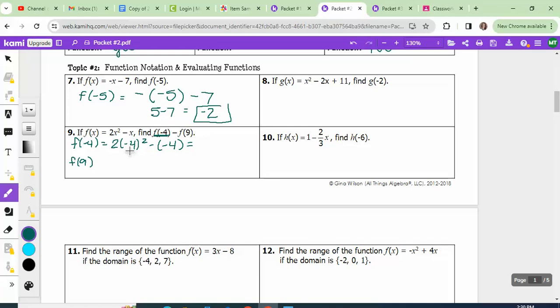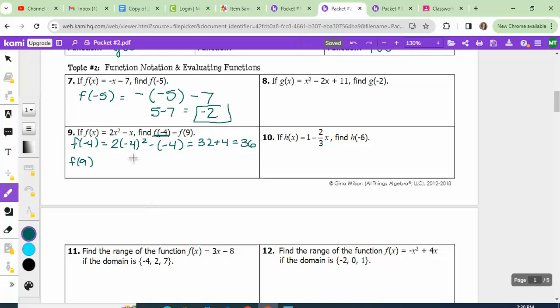Negative 8. Close. We're putting in a -4 for the x. What is -4 squared? That means -4 times -4. 16. Times 2? 32. Yeah. Minus negative would become a plus 4, which is 36.